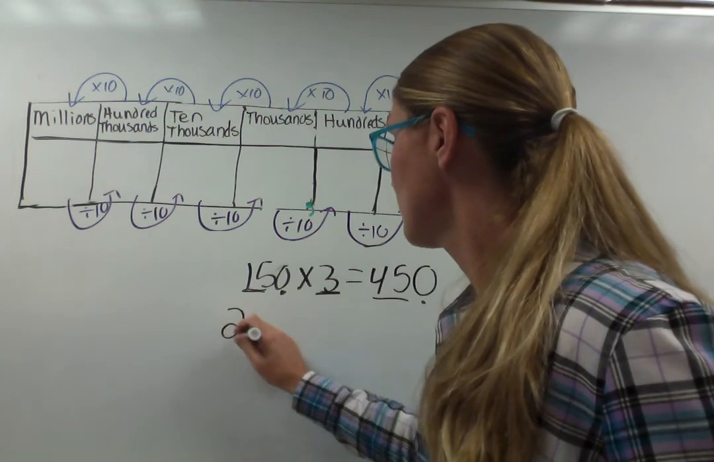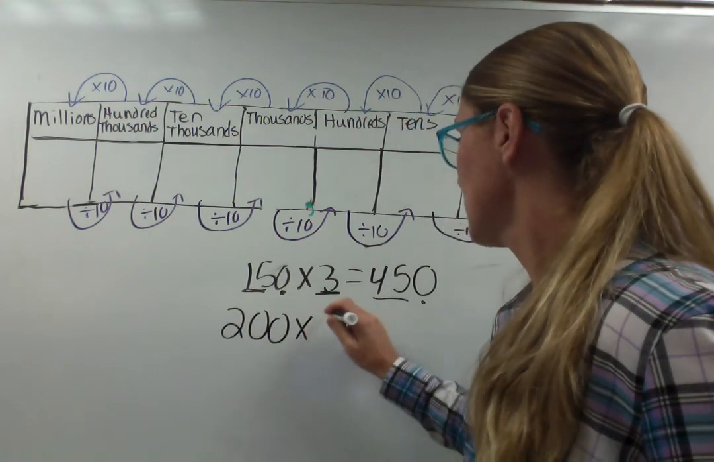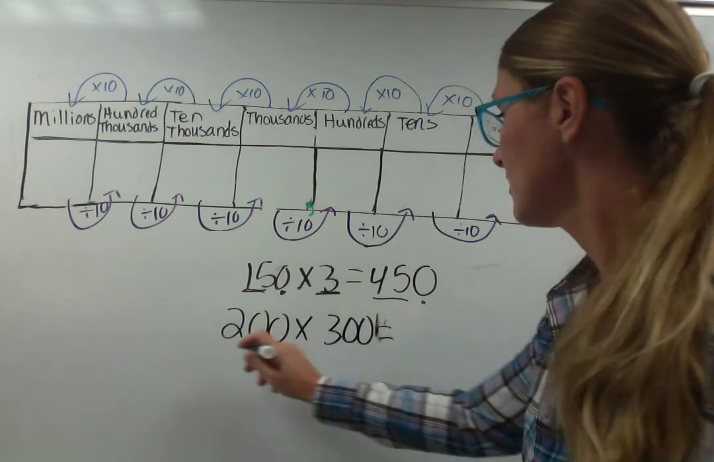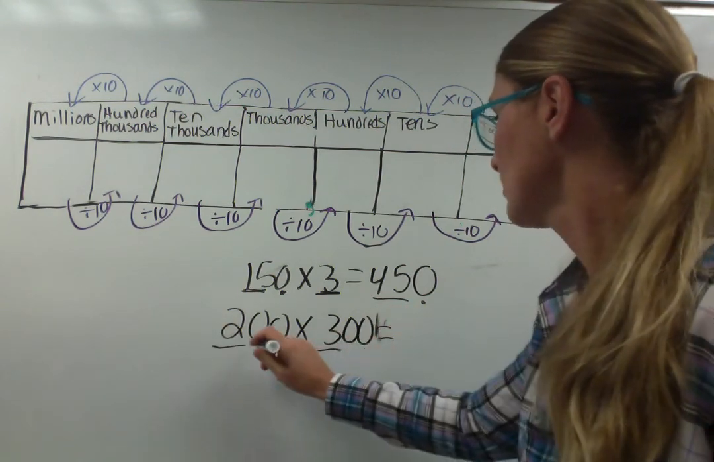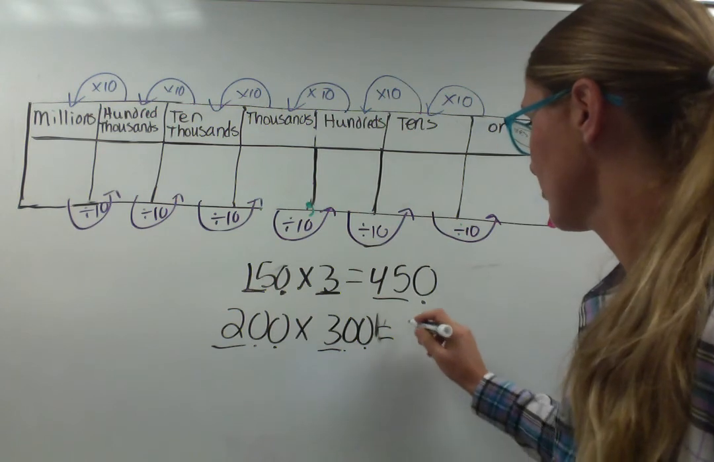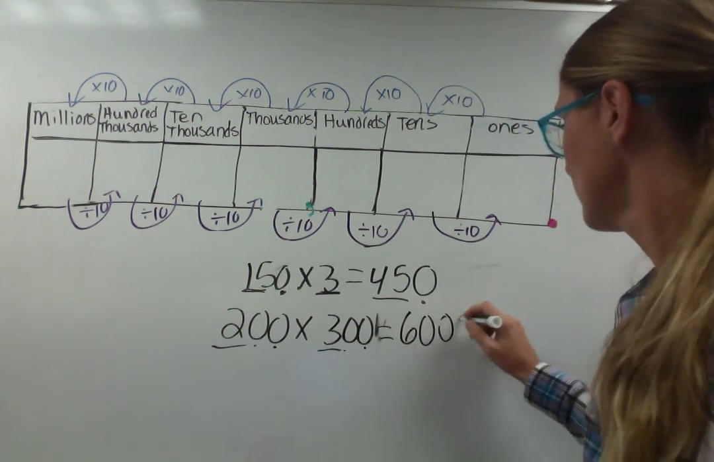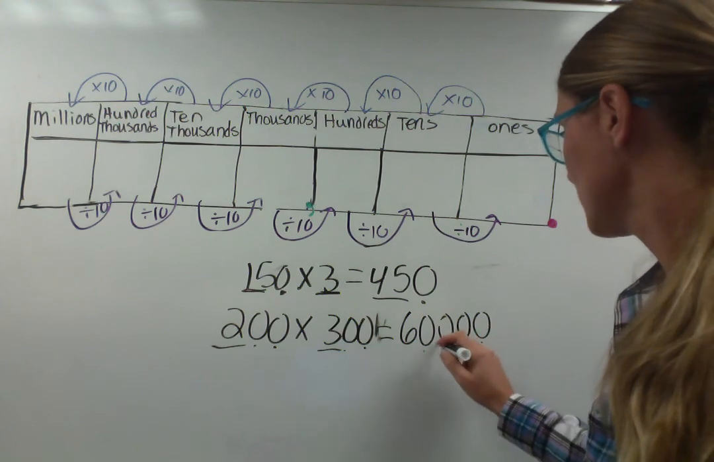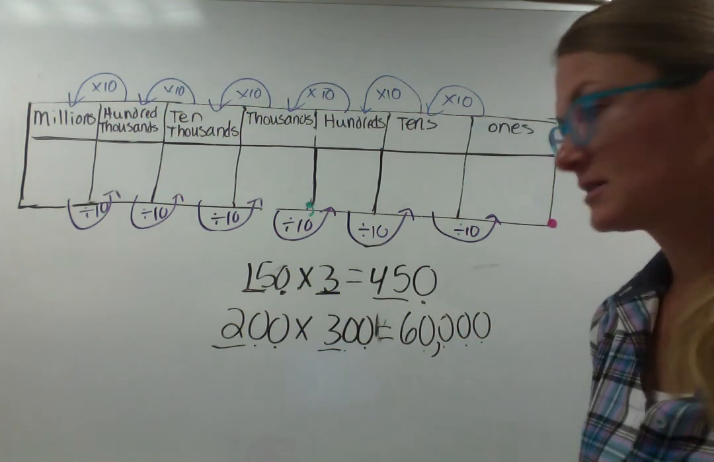And it doesn't matter how many zeros you have. You could have 200 times 300. You're going to have 2 times 3 with 4 placeholders at the end. So you have 6, then 1, 2, 3, 4. Make sure we have them all. And then we need a comma here. It's going to be 60,000.